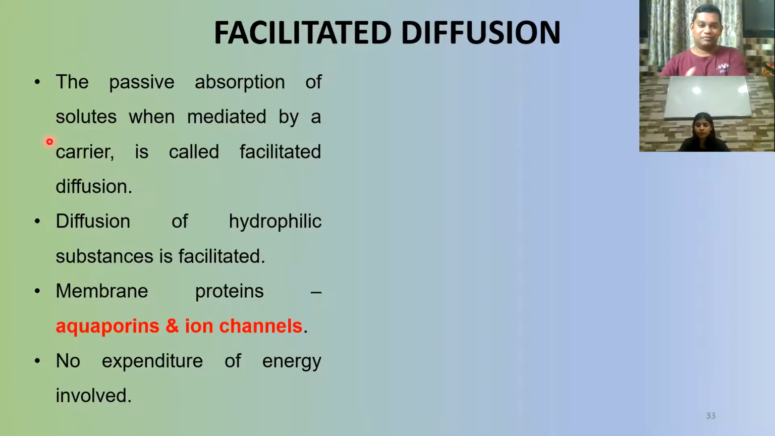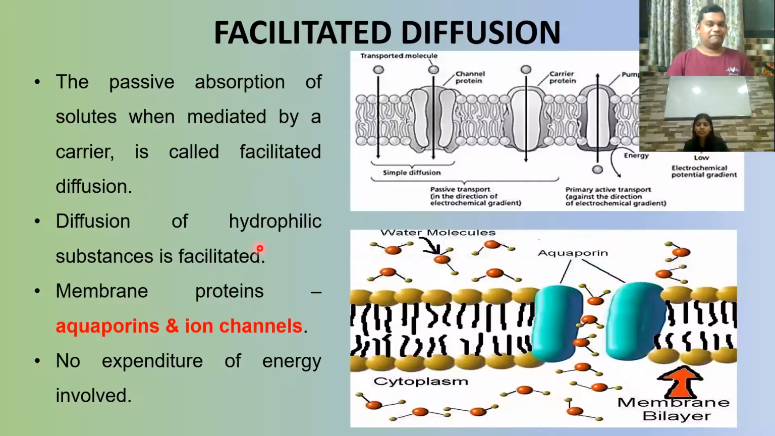They take you from one side to the other side. This type of absorption of solutes across the plasma membrane is called facilitated diffusion. Those substances which are hydrophilic, which can bond with water, can be carried. It's not like oil and water, which become immiscible; such substances cannot be facilitated.